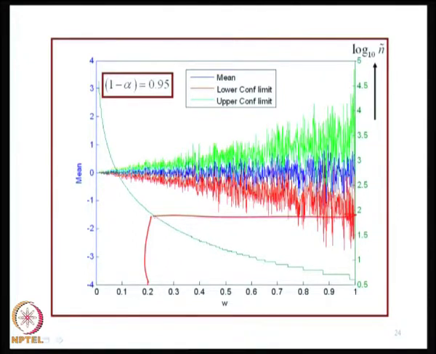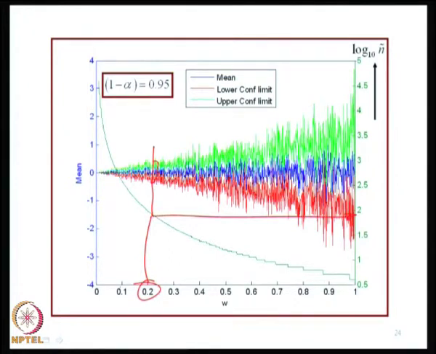Now if you actually perform the simulations, the blue line here is the mean point estimate, red is the lower limit of the confidence interval and green is the upper limit of the confidence interval. And if you exactly find the width here, that would be meeting the requirement that we are specifying. That means with this number of samples, this width will be this. Okay. So that helps you to select sample size.